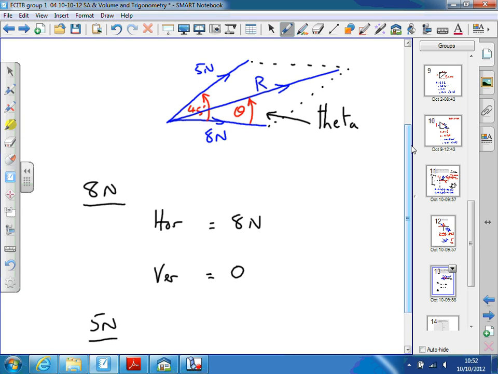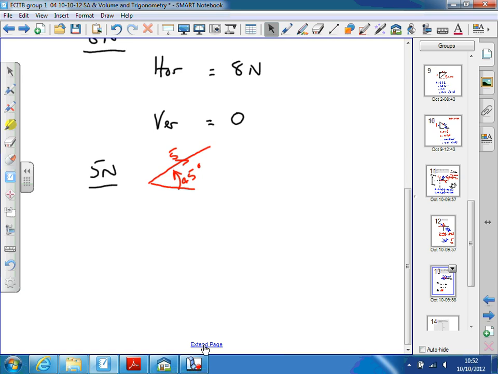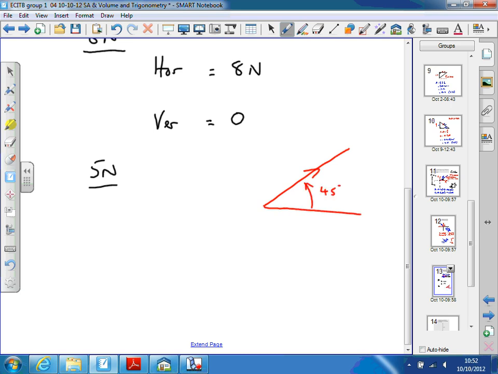So now we've got a triangle. If we take this triangle, it's 5 newtons acting at 45 degrees. And we want the horizontal component. Let me just draw that a little bit better. 5 newtons acting at 45 degrees. And we're after this horizontal component and the vertical component.